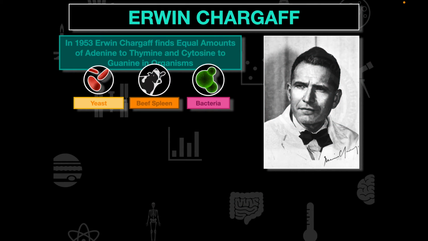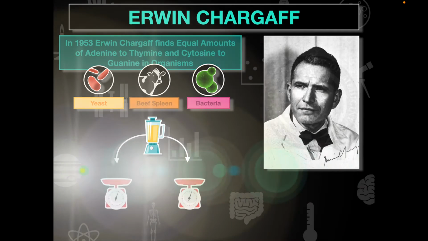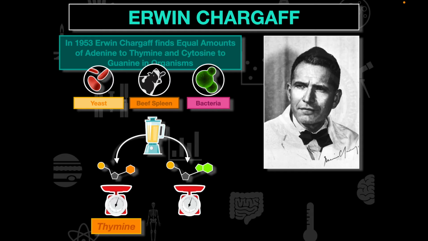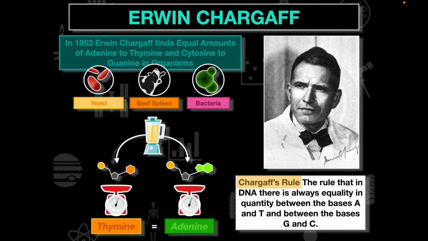Now, yeast, beef spleen, and bacteria can all be ground up. We can blend all of them up, and we can extract the DNA from it. If we break down the DNA into individual nucleotides, what we're going to see is there's going to be an equal ratio of thymine and adenine. We're also going to see that equal ratio of cytosine and guanine, and this is what Erwin Chargaff found.